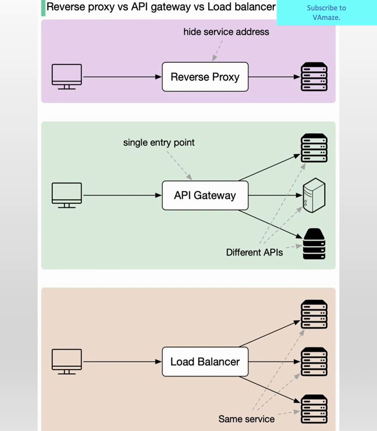Least connections, new requests go to the server with the fewest active connections. Weighted distribution, servers receive traffic proportional to their capacity. Health-based routing, traffic is only sent to healthy, responsive servers. High availability focus. The primary goal is ensuring that if one backend server fails, traffic can be automatically redirected to healthy servers without service interruption.